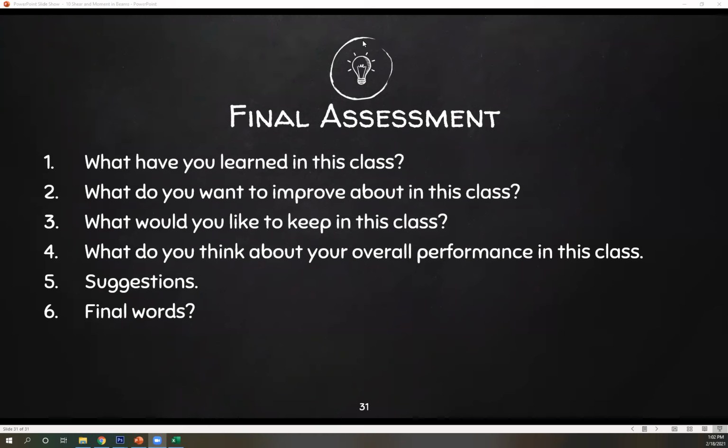Next, suggestions. What suggestions do you have? Do you have a game in mind that you would like to have? Do you have a topic in mind that you want me to discuss, or want discussed in MEC32 for future classes? Anything under the sun. And then 6, final words, just anything you want to say, since this could be the last time that we'll have a class with each other. So that's your final assessment. The deadline of this final assessment is on Saturday, 11:59 p.m.